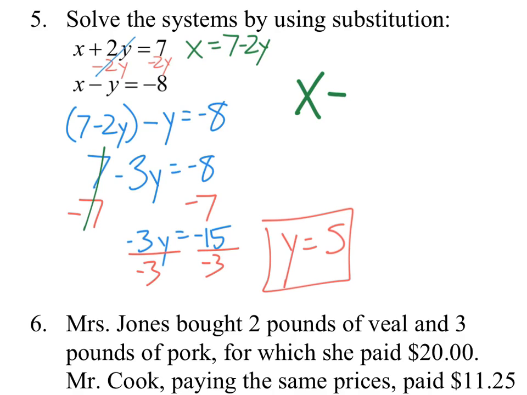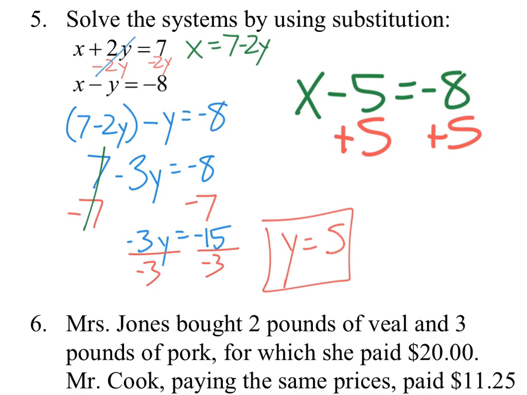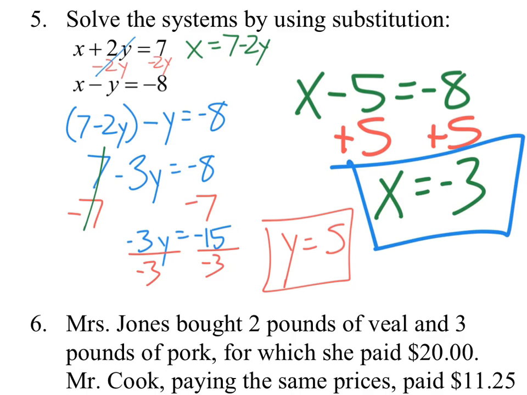x minus 5 equals -8. We're plugging it into this equation right here. Let's add 5 to both sides. And when we do, that's going to give us ultimately x being equal to -3. All right, so we just solved this system using substitution. Great.